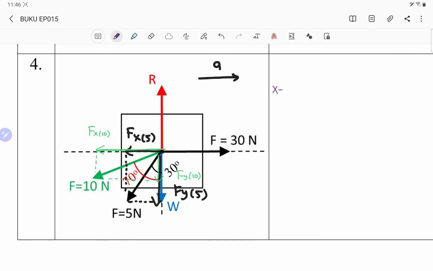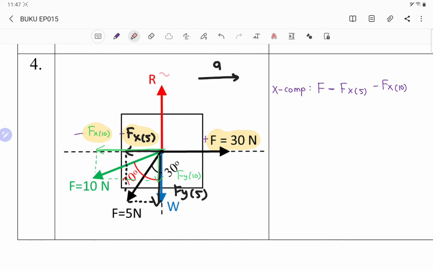So the equation for the X component, okay, along X-axis we have F equals to 30, then we have Fx for the 5 Newton, Fx for the 10 Newton. Okay, dan F ini yang ikut arah motion, so dia adalah positif, negative and negative. So our equation for the X component would be F minus Fx for the 5 Newton minus Fx for the 10 Newton.